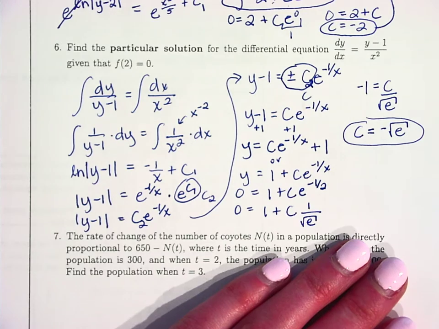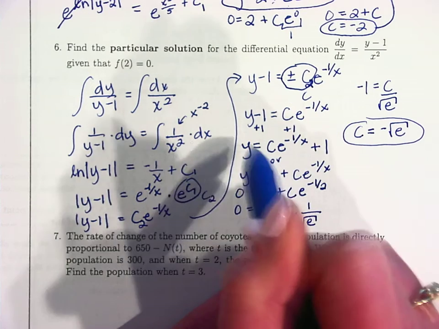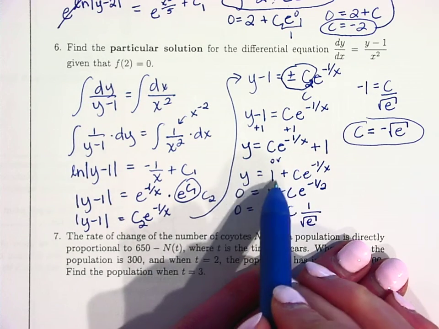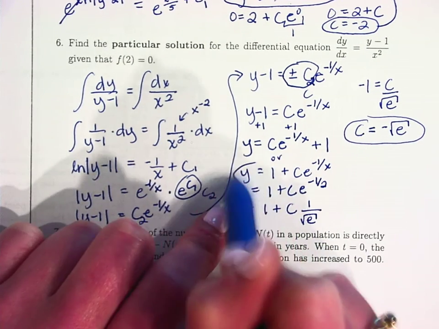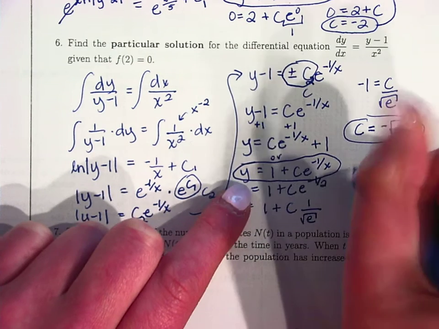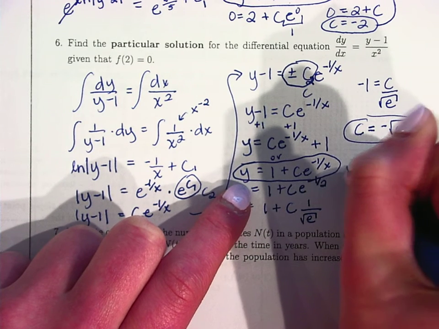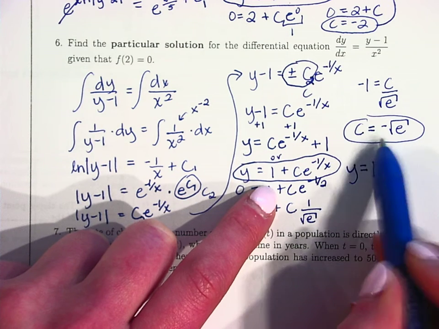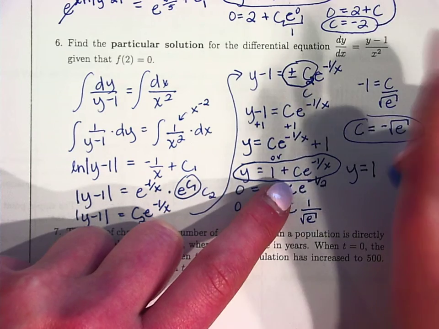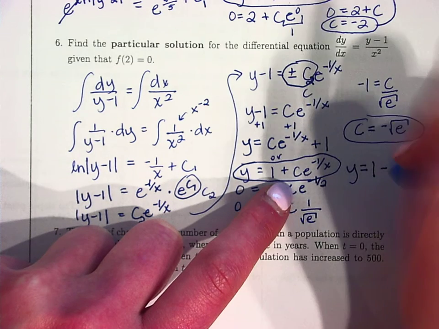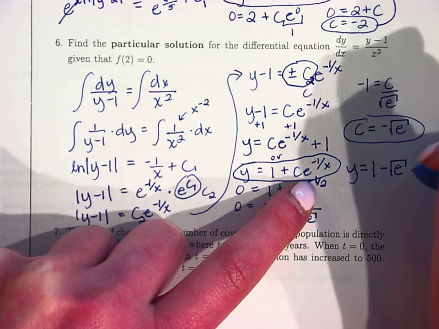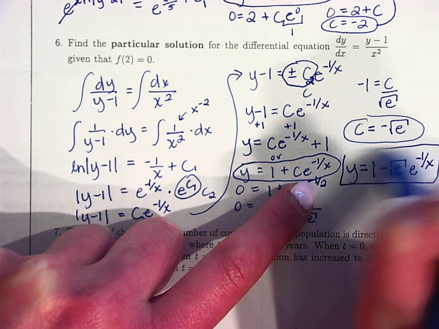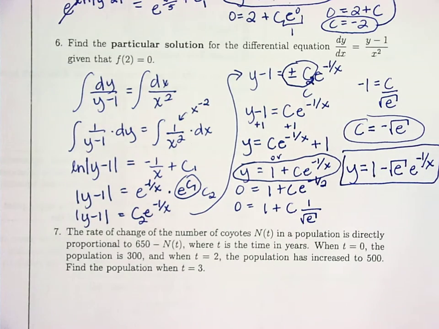Then I can use my value for c to plug it back into either one of these general solutions that we found. I think I'll use the second one. So I'll circle this one. That's the one I'm going to end up using. So now my particular solution based on this initial condition is y equals 1 minus square root of e times e to the negative 1 over x.